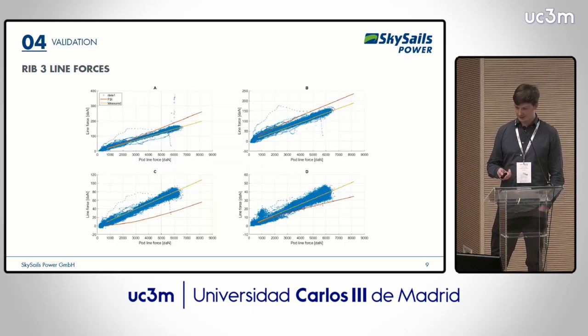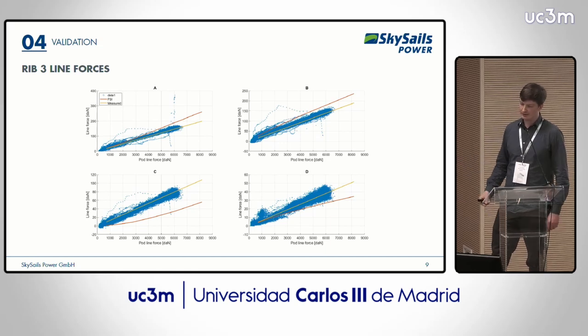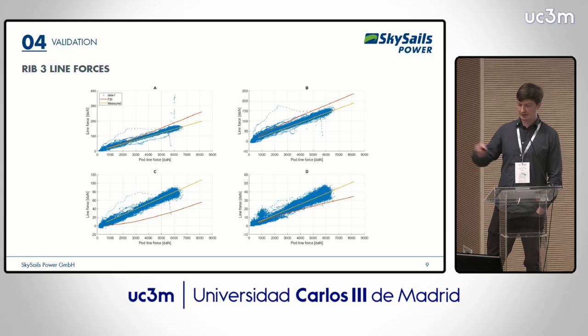So moving on to the line forces we measured. Again, here in blue we have all the measurements. On the x-axis, I plotted the tether force, and on the y-axis, the line force of A, B, C, and D. A is the most forward line, D is the most rearward line in a rib, and the yellow line is a linear trend line, and the red one is again the FSI simulation.